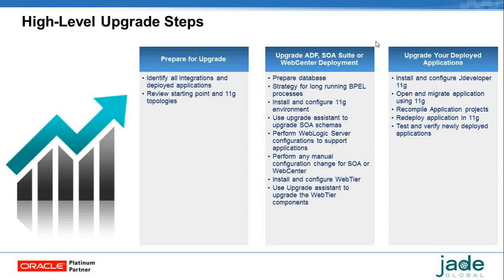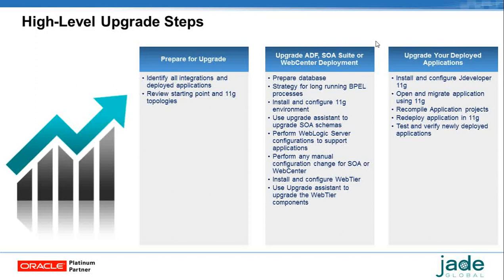So if you take the case of preparing for upgrade, we need to first identify all the integrations and deployed applications and make sure that those are up and running, and review the starting point of 11g topology. So how do you want to structure the folder structures? And in the upgrade, we need to prepare the database and strategy for long-running BPEL processes. We are going to discuss in the coming slides what the different strategies available are for migrating the long-running BPEL processes, and how we can install and configure the 11g environment. So that we need to consider while we are doing this upgrade.